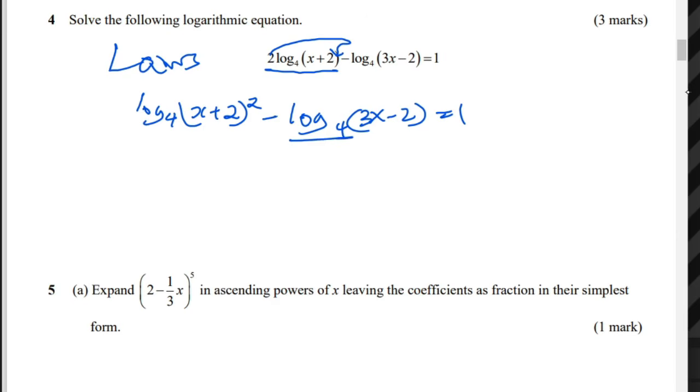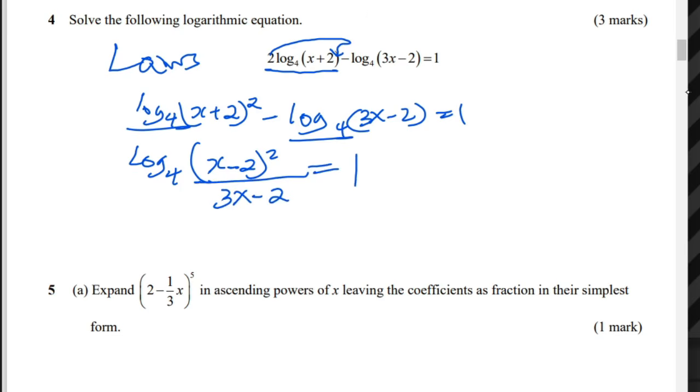Now the log base 4 is the common factor here. Just put 1 log 4, open the bracket, that is x minus 2 squared. Remember in logarithms, when it is minus, it means division. So you divide by 3x minus 2. And the answer is 1.